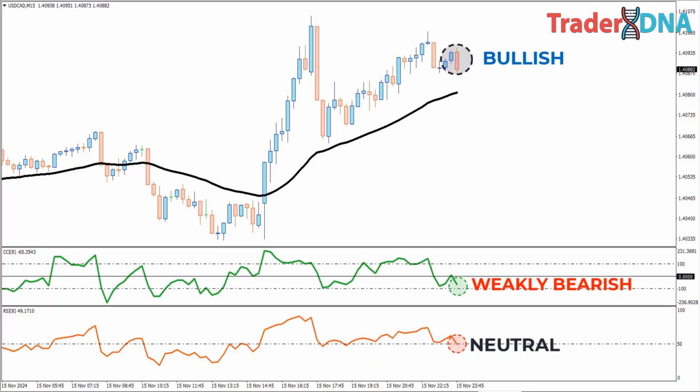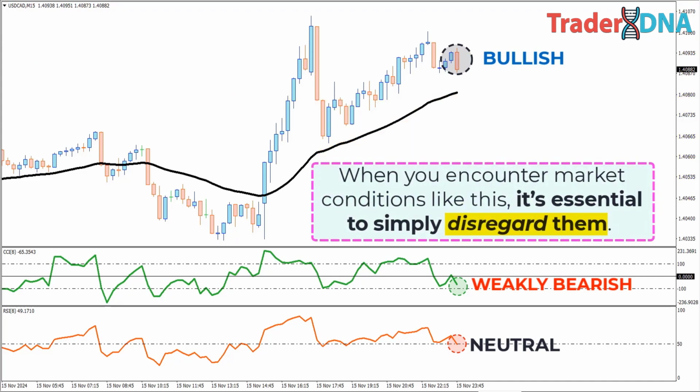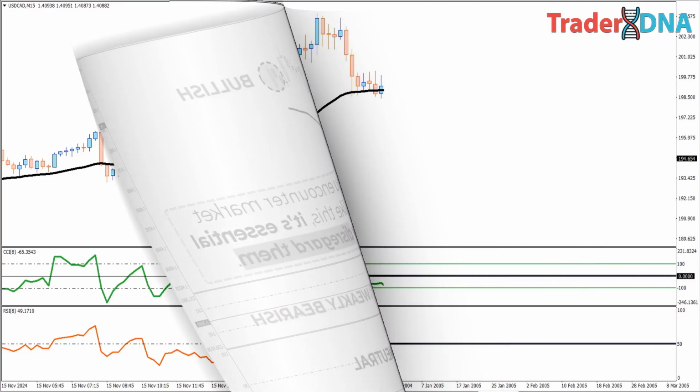When you encounter market conditions like this, it's essential to simply disregard them. There's no need to spend time waiting for a clearer setup in such a scenario. Instead, focus your attention on finding other market conditions that meet the specific criteria outlined in this strategy. This example demonstrates the importance of patience and discipline. By avoiding indecisive markets and sticking strictly to setups that align with the rules, you can save time and increase the probability of success in your trades.